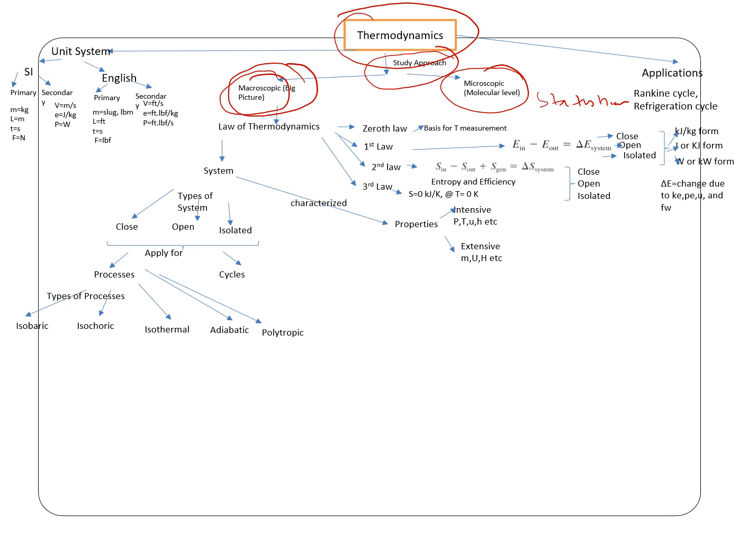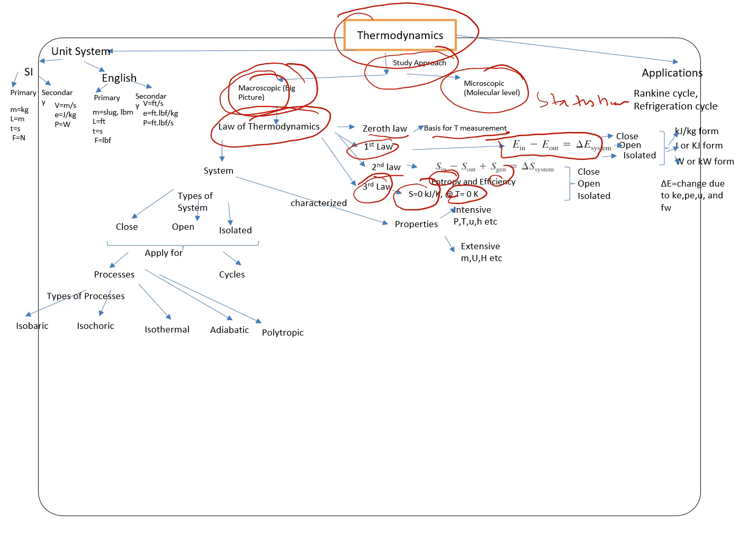And for the macroscopic, we are going to study the laws of thermodynamics. We have four laws. The zeroth law of thermodynamics relates to temperature measurement. The first law relates to the conservation of energy. The second law relates to entropy and efficiency. The third law tells us that at 0 Kelvin, the entropy value is 0. This is like a reference for the entropy measurement.